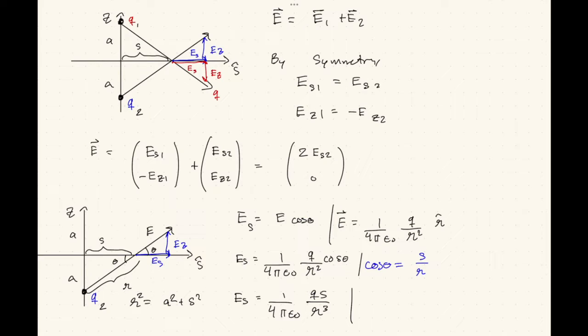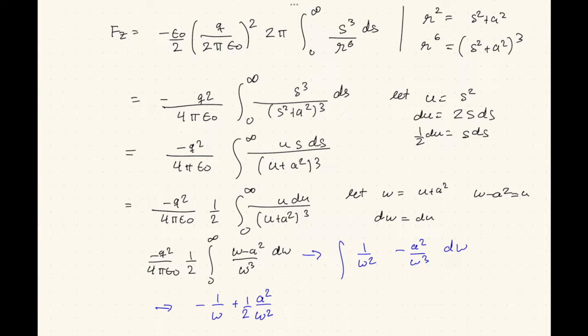Earlier, our script r is the hypotenuse of this triangle right here. So script r squared is a squared plus s squared. We want script r to the 6th, so this just becomes cubed. And after replacing, we're left with this. We do a u sub, we let u equal s squared. This is our du, s ds. We do a few substitutions, and you can pause for the details.